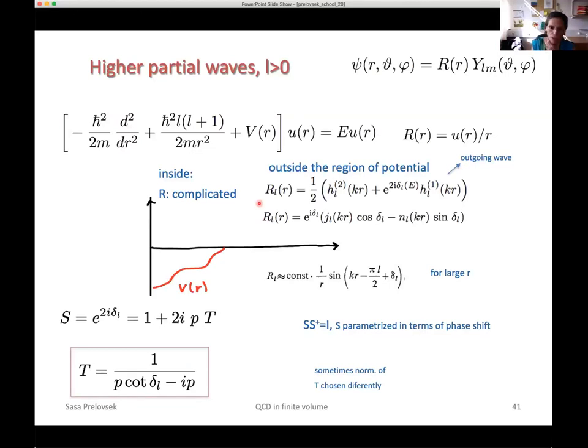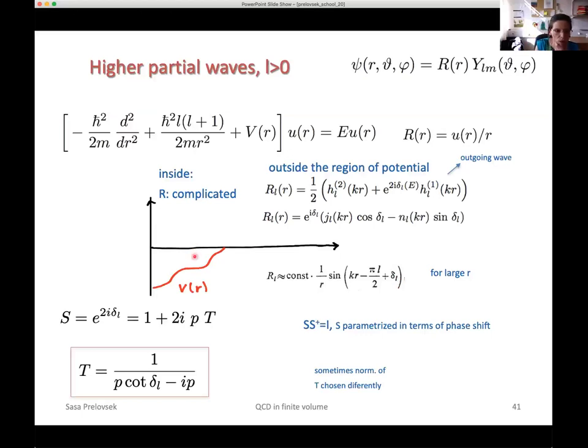What about outside the range of the potential? Then there is no potential, this is 0, and then you know the solutions. These are Bessels, the spherical Bessels. There is an outgoing wave, an ingoing wave, and a combination. And actually, by definition, the coefficient in front of the outgoing wave is this, which is expressed in terms of this phase shift. And for large r, you know that this will behave like this. The solution is just shifted by this phase shift.